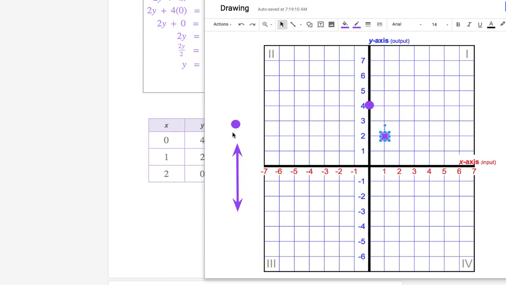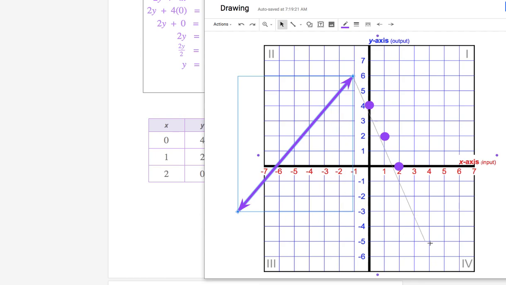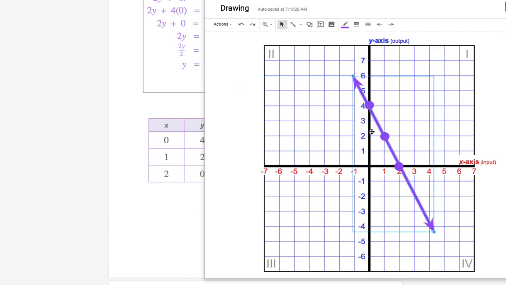And the final point I found in my table, when x is 2, y should be 0. 2 to the right, not up or down. And we see that this graph, all 3 points, fall on the same straight line. And now, based on my graph, I could start to realize the slope is -2, down 2, right 1, and the y-intercept is 4.